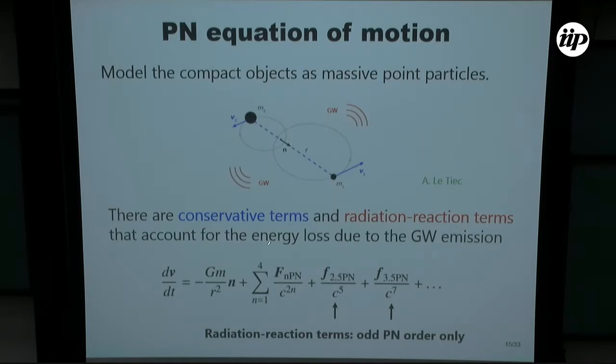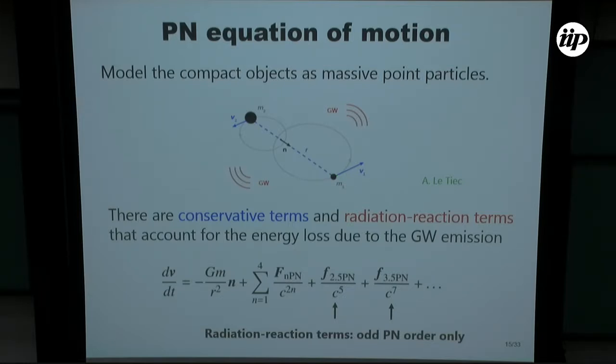Suppose that we are solving the Einstein equation order by order, and we get a sequence in powers of 1 over c or of GM over R, I mean the weak field expansion. To be precise, let's focus on a binary system composed of two point particles with no spin, and the separation is R12, and each small body or point particle has velocity V1 and V2.